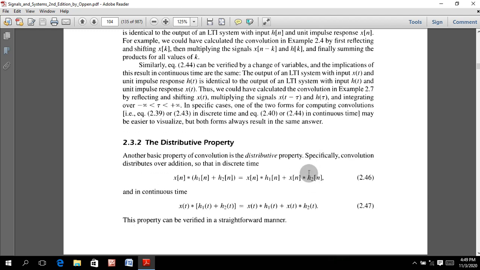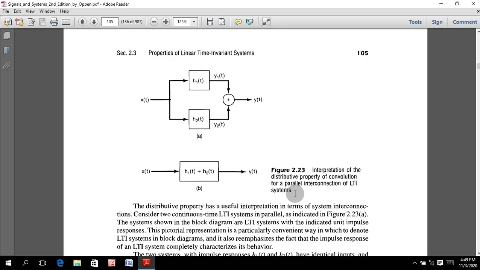The distributive property can be understood as follows: x of n convolved with h1 of n plus h2 of n, if we expand them, we will get this value. It's very much similar to the homogeneity or linearity of a system. The same process holds in a continuous time system: x of t convolved with h1 of t plus h2 of t can be written as x of t convolved with h1 of t plus x of t convolved with h2 of t.